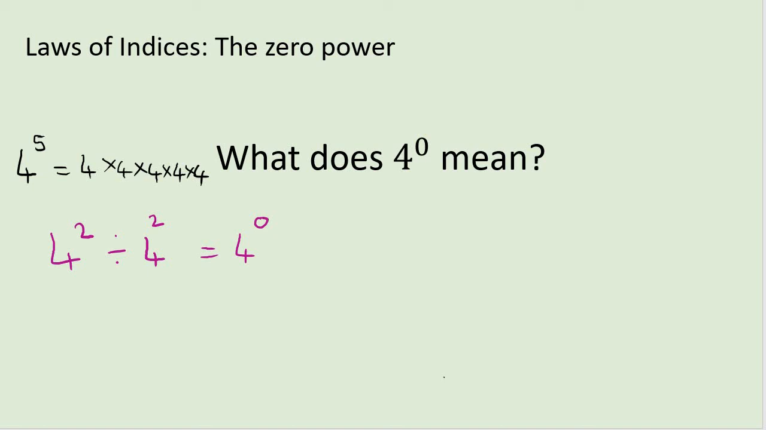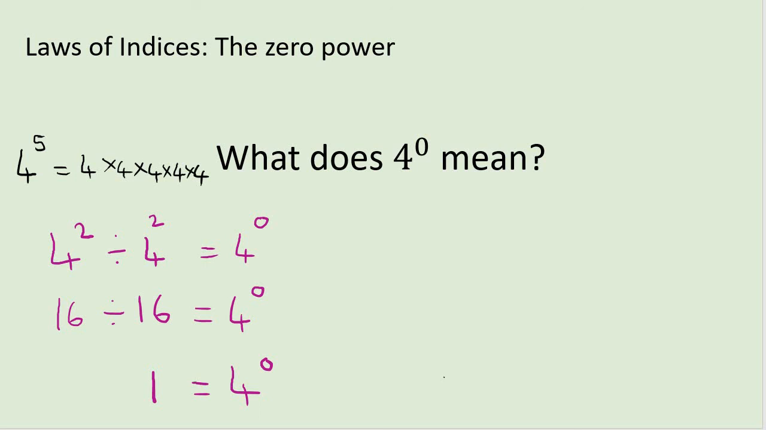I just need to work out what that actually means. So 4 squared, I know my squared numbers. 4 squared is going to be 16. So I can put that in. 4 squared divided by 4 squared is the same as writing 16 divided by 16. And 16 divided by 16, well, that's actually quite simple. Any number divided by itself is going to be 1. So 16 divided by 16 is 1. I've worked out 4 to the power of 0 is equal to 1. Okay, so that's what that means for 4.